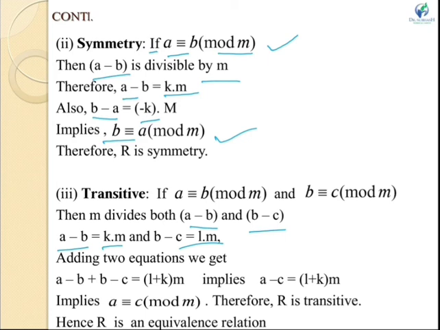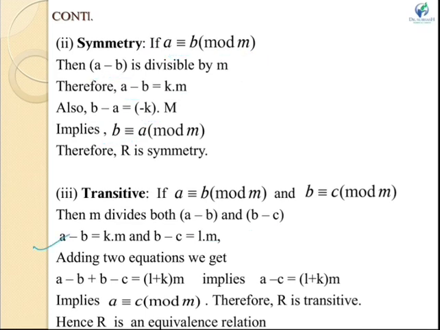Now I will add these two equations. So a minus b plus b minus c equal to k plus l into m. Here b will get cancelled, so I get a minus c equal to k plus l into m. Obviously, this implies a is congruent to c mod m. Anyway, k plus l will again be an integer. So this can be written as a congruent to c mod m.